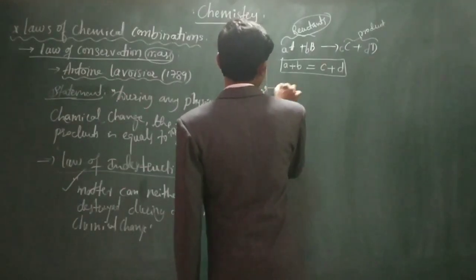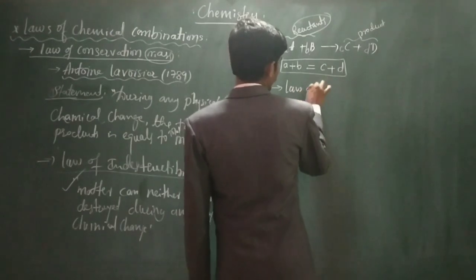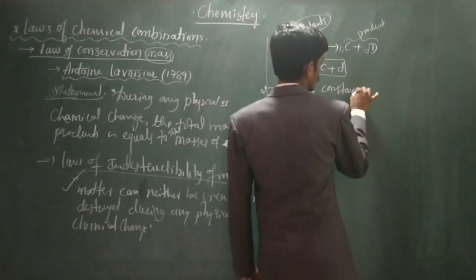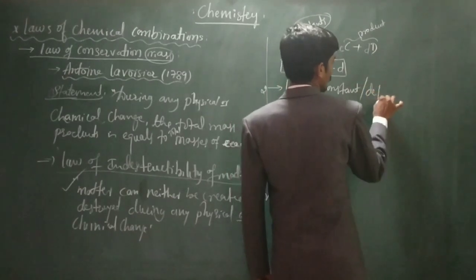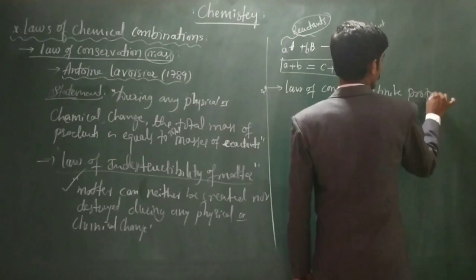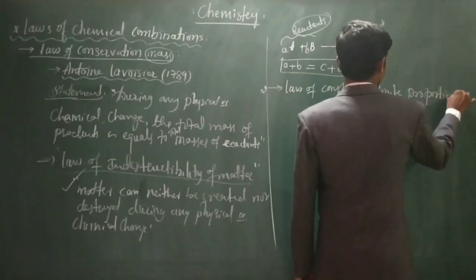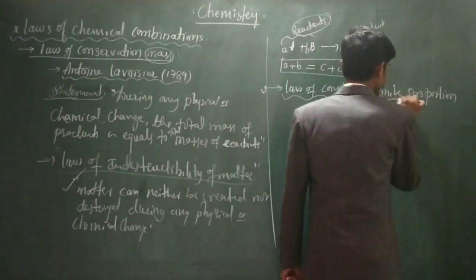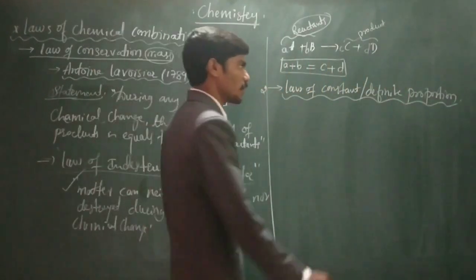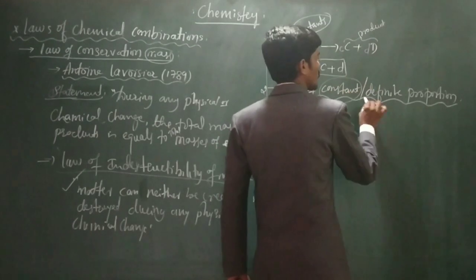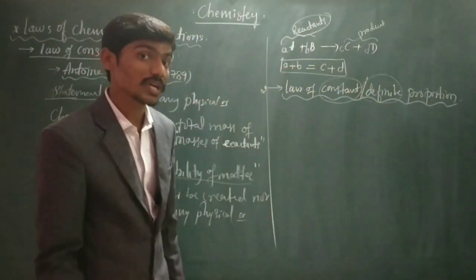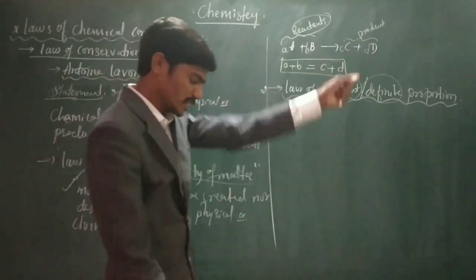Second law कौन सा है? Law of constant proportion. Constant, or we can call it definite proportion. Law of constant or law of definite proportion. ये देखिए constant है, definite है, कौन सा भी टर्म यूज कर सकते हैं. Law of constant proportion or definite proportion. What it indicates? एक एग्जांपल देखिए.